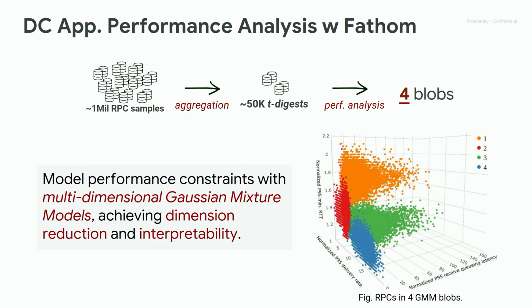And this discovery inspired us to model bottleneck constraints experienced by RPCs with a multidimensional Gaussian mixture model. And it offers 2 primary advantages, as this example demonstrated. Firstly, it signified a substantial dimension reduction from 50K T-digest to only 4 distinct blobs. And secondly, even within those 4 blobs, we were able to effectively characterize RPCs based on their performance metrics and categorical attributes. And this level of interpretability enhances our capacity to gain insight from the data and offers a promising avenue for further analysis and improvement.